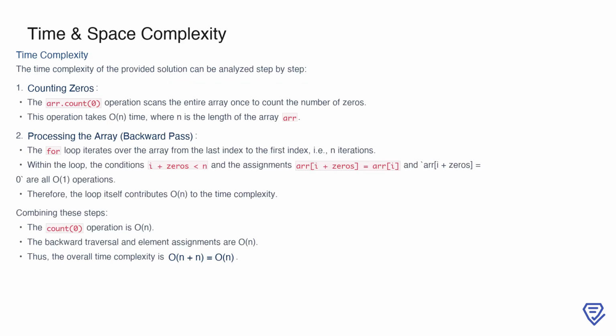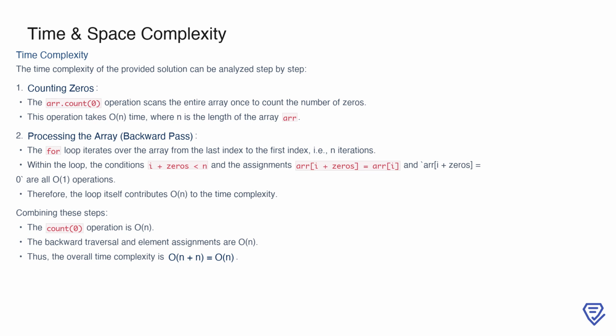The time complexity of this solution can be understood by breaking it into two main steps. First, we count the number of zeros in the array using the arr.count(0) operation. This requires scanning the entire array once, so it takes O(n) time, where n is the length of the array. Second, we process the array in a backward pass using a loop that iterates from the last index to the first. Each iteration involves constant time checks and assignments, meaning the loop itself contributes O(n) time.